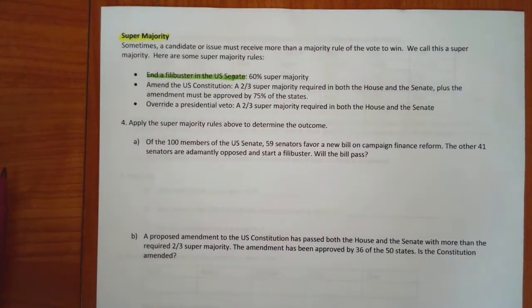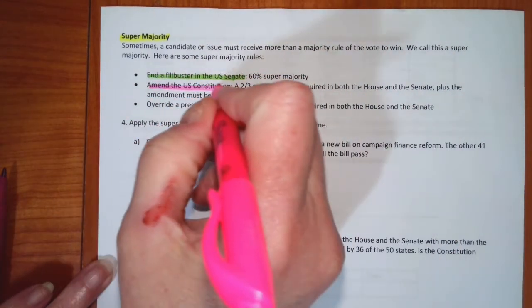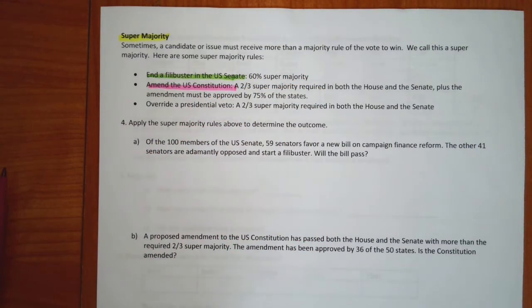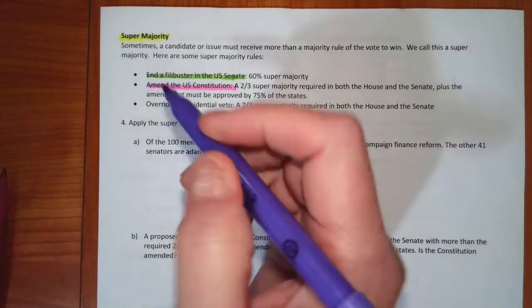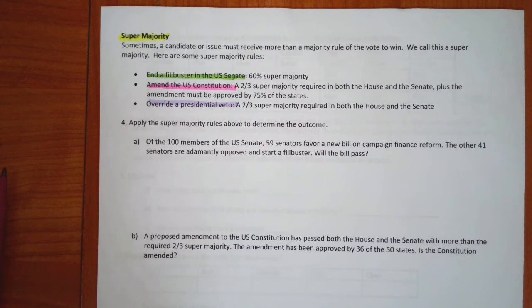If you want to amend the U.S. Constitution, then you need a 2/3 supermajority in both the House and the Senate, plus the amendment must be approved by 75% of the states. And if you want to override a presidential veto, it is a 2/3 supermajority.